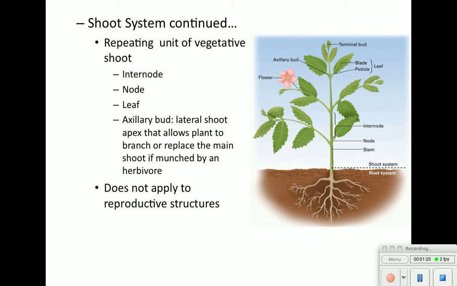Okay, so, the shoot system continued. A lot of times we have a repeating unit of this vegetative shoot. We'll go node to node, then you'll see a leaf branch out with axillary buds on there. Then it goes internode, node, leaf, and so on and so forth. But this does not apply to the reproductive structures of the plant.